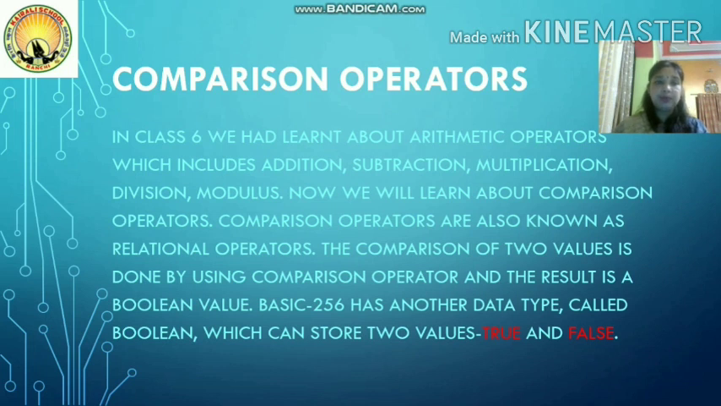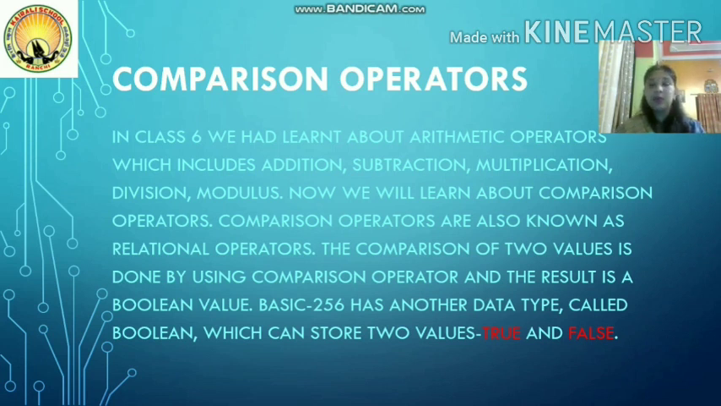Okay, so in class 6 we had already learnt about arithmetic operators. If you remember, all the things: subtraction, addition, multiplication, division, finding out the modulus, all these things are known as arithmetic. And for addition we were using plus, for subtraction minus, the hyphen sign, for multiplication the asterisk sign, for division the forward slash, for finding the mod the percentage sign. So all these signs are known as arithmetic operators. In this class we are going to learn about comparison operators.